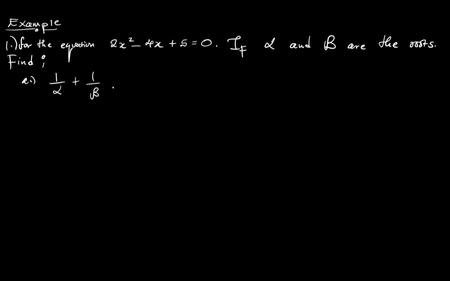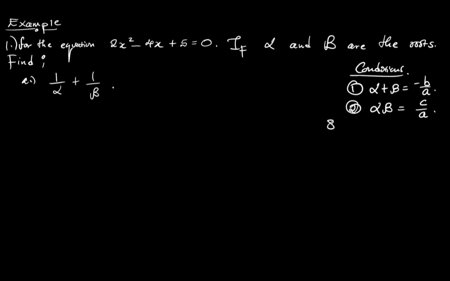So whenever you're solving this, you have to remember two conditions. The first condition is that alpha plus beta is equal to negative b over a. Then the second condition is that alpha beta is equal to c over a. Then the other thing you should remember is the standard form of a quadratic equation.